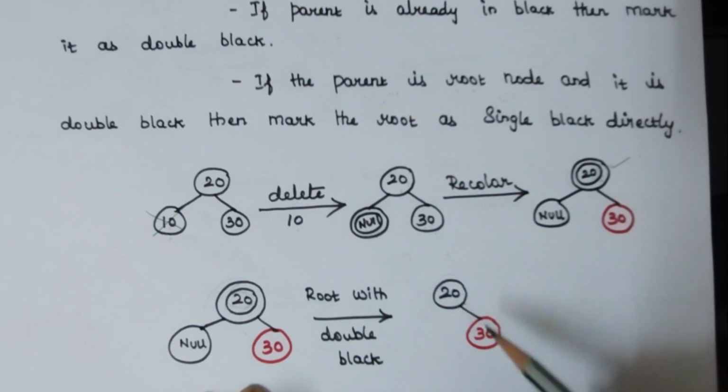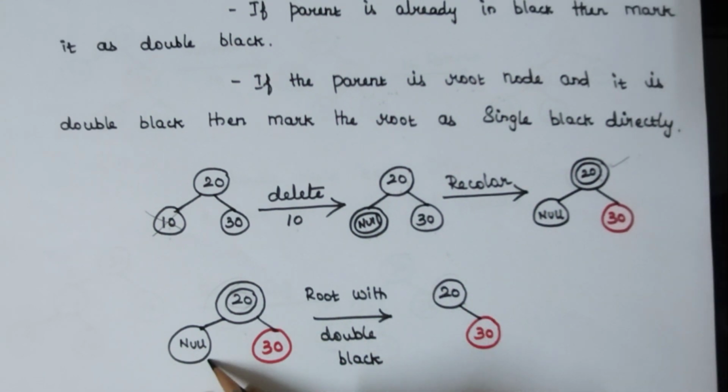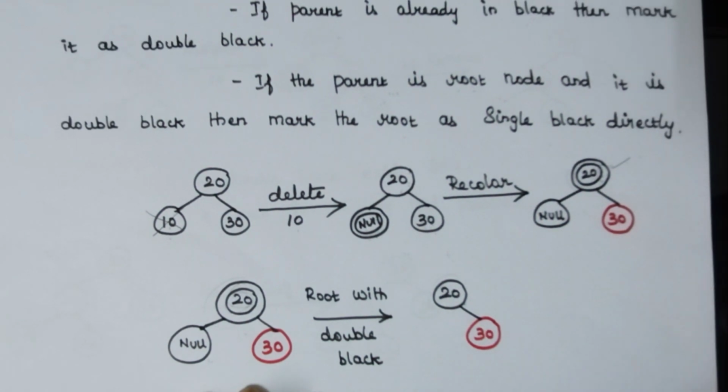So 20, right side 30, and left side is a null node. Since it is a null node, I ignored it here, because writing this and not writing this both mean the same. There is not much difference, so I just ignored this null value here. This is the case of black sibling with black node or no child node.